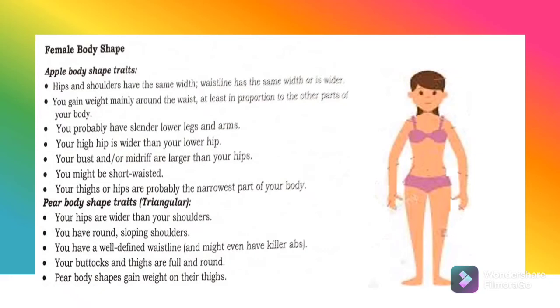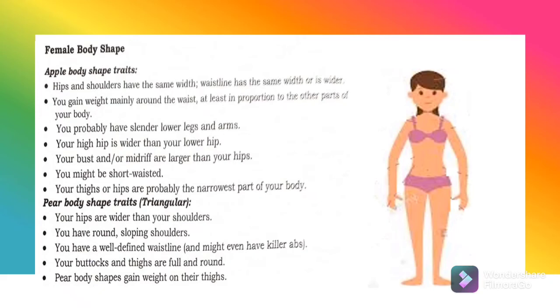While the pear body shape traits, the hips are wider than the shoulder. Balakang daw, mas malaki kaysa sa shoulder. The sloping shoulders, round sloping shoulders. And a pear body shape has a well-defined waistline and might even have killer abs. The pear shape also, the buttocks and thighs are full and round. Pear body shapes gain weight on their thighs.